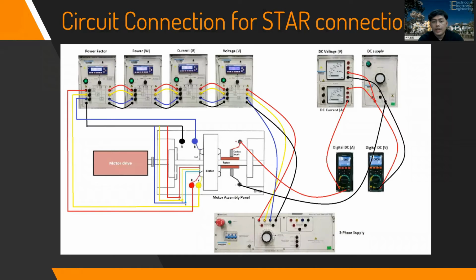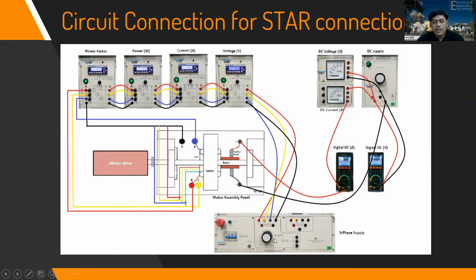Next, I will explain about the circuit connection for the star connection. So as you can see here, the equipment used for the circuit is the 3-phase power supply, the 3-phase measurement, the DC ammeter and the DC voltmeter. So this is for the analog, and then this is the digital, and then this is the motor drive.